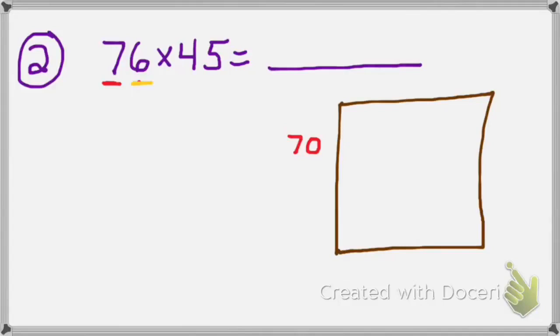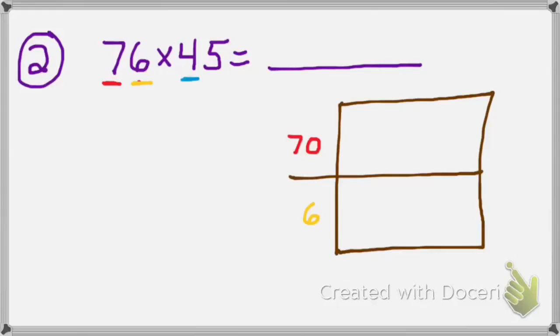My next digit is the 6. There's no digits after it because it's in the ones column, so I'll simply copy the 6. I finished all of my digits in the first factor, so I take my pencil and separate them to divide up the box. Let's move to my second factor, which is 45.